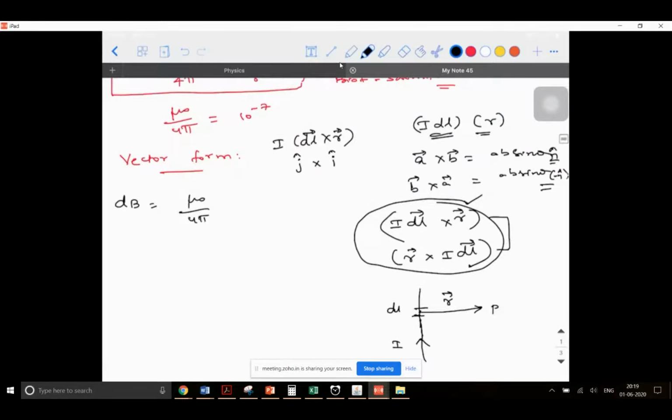I have first tried to experiment on I dl cross r. Now I'm going to experiment on I into r vector cross dl vector. See, I'm giving you the ideas to think. This is how you're supposed to do. You need not do it in the exam. It is for you to have clarity.